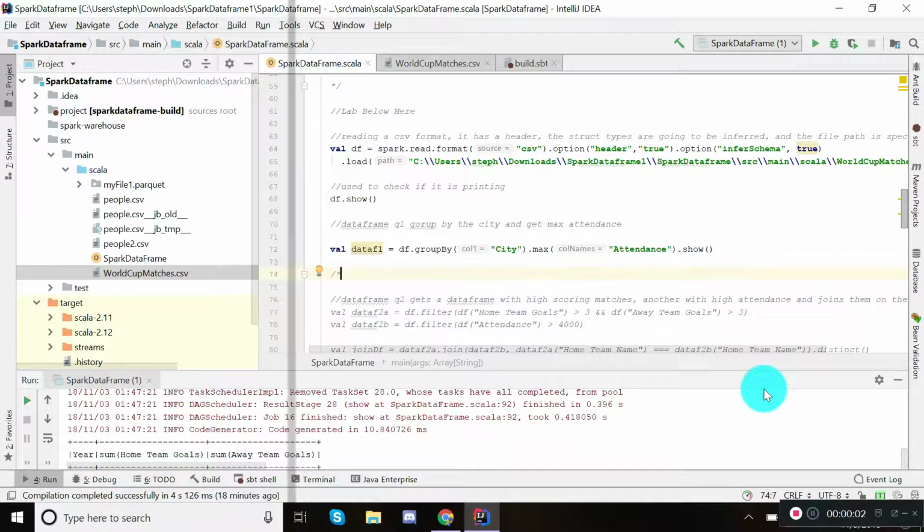Hey, Stephanie here. This is Spark Lab 1, I guess. Spark Module Lab 1, part 2 of it. So the queries part of it.